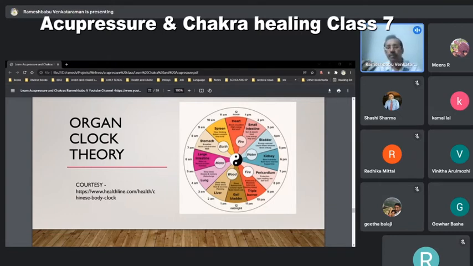What is the job of the small intestine? It is to absorb all the nutrition from the food. Once it absorbs all the nutrition, the wastage is sent to the large intestine as stool. Then you have the urinary bladder. The urinary bladder separates this, right? It stores the urine and separates it.